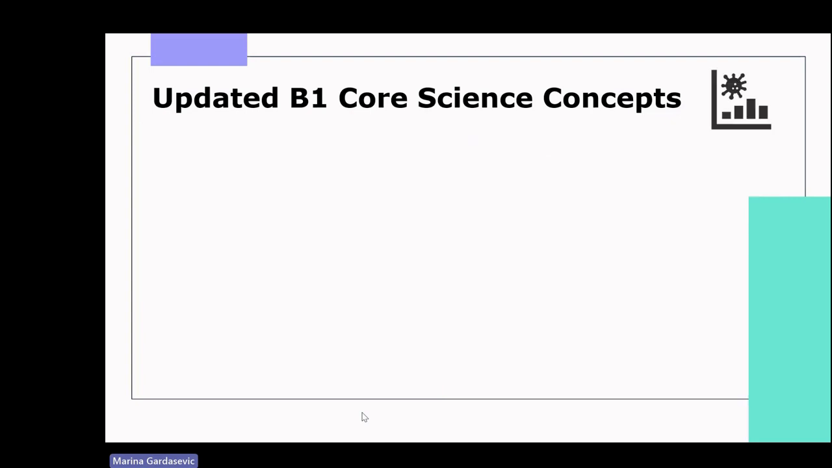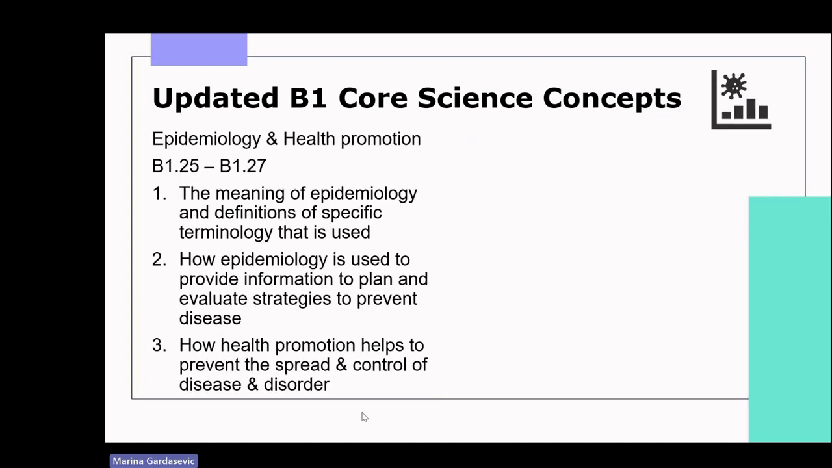Next, we have epidemiology and health promotion, which has been moved from B2 to B1. The areas covered are the meaning of epidemiology, including definitions of specific terminology that is used, how epidemiology is used, and how health promotion helps to prevent the spread and control of disease and disorder. This section has the same 3 headings as the previous specification. Content for content area 2, how epidemiology is used, and content area 3, how health promotion helps, is also the same in the updated specification.